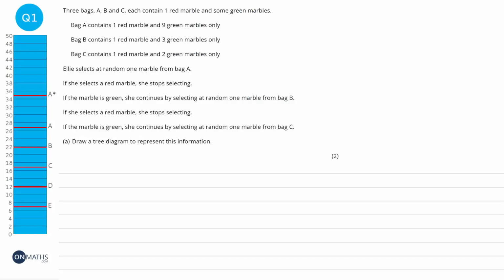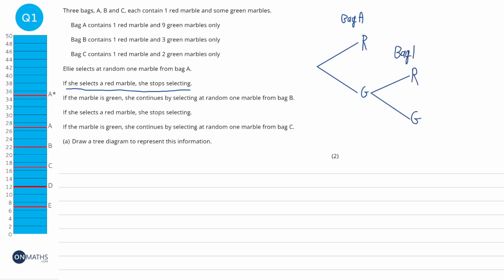We're asked to draw a tree diagram for the probabilities, so we're going to start with our first choice, and our first choice comes from bag A, and so we're just going to show that. And our choice will be between a red and a green marble. It's from bag A. Next choice, well, if it is a red marble, Ellie will stop selecting, so we can stop the red. But if it's green, she will continue. So we're going to do another one from the green.